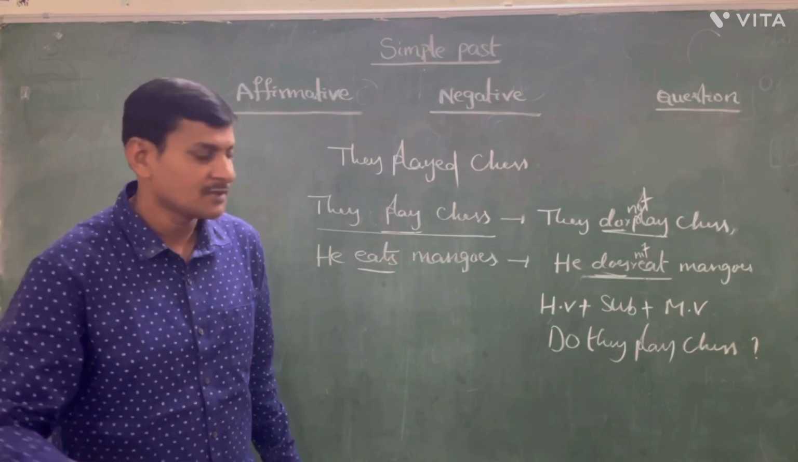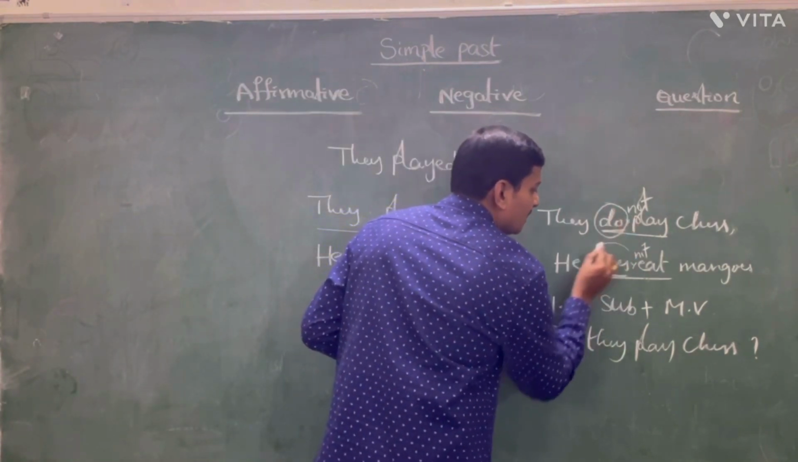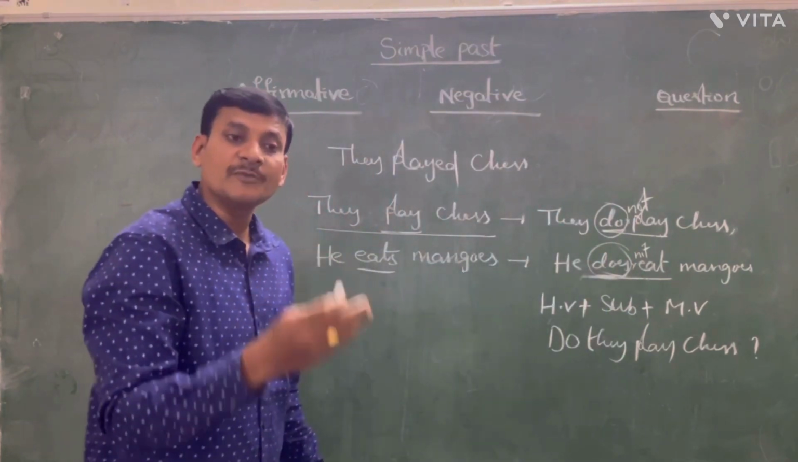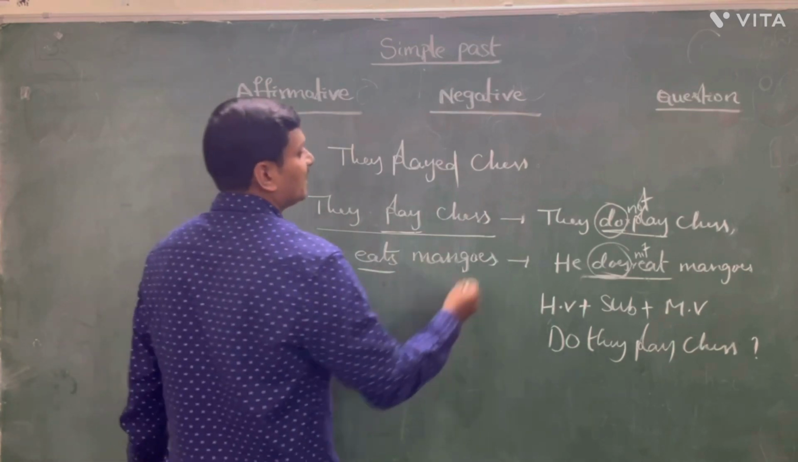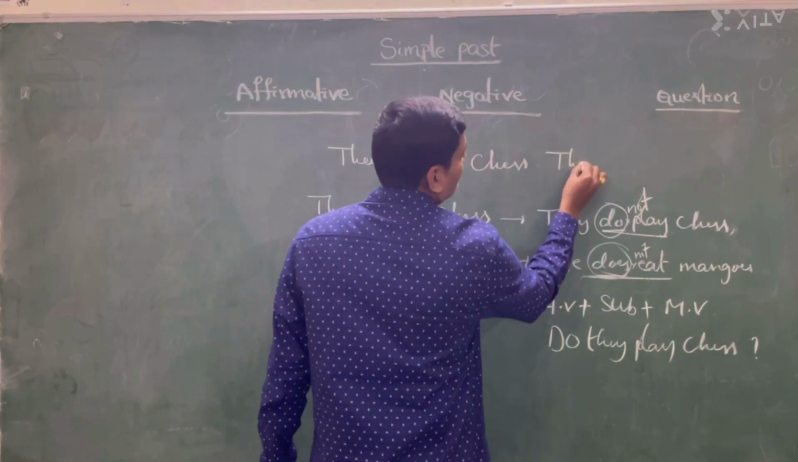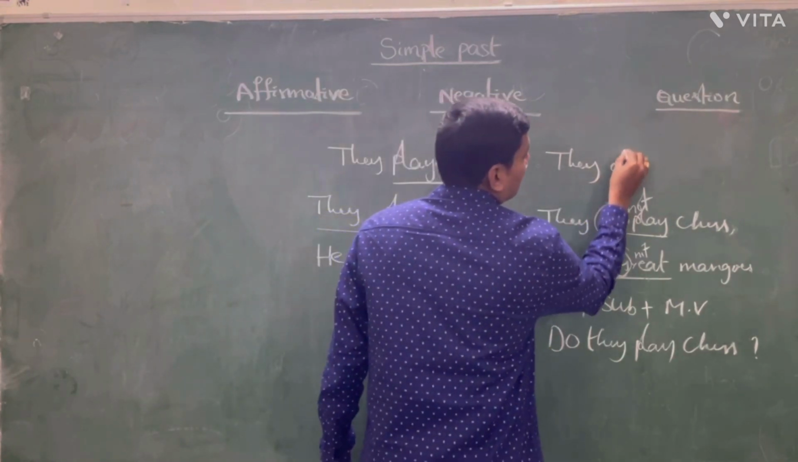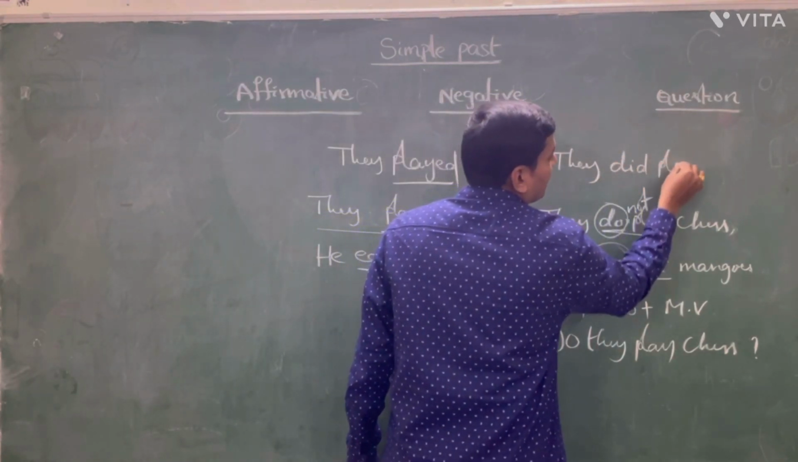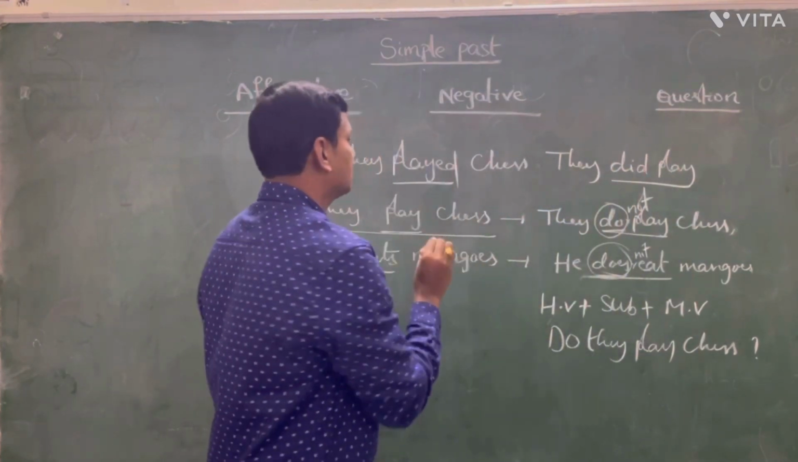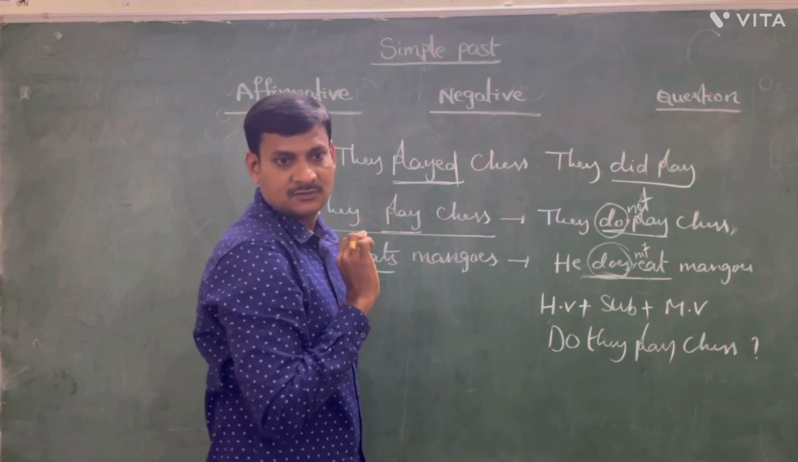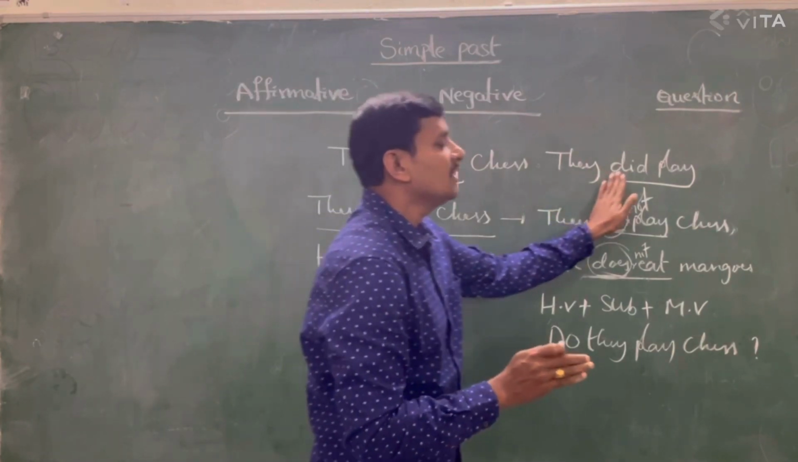That is important. For simple present, we write the helping verbs do and does. For simple past, did. They did play. Don't write "play" again. "Did play" is equal to "played". Both are same. Played can be written as did play.